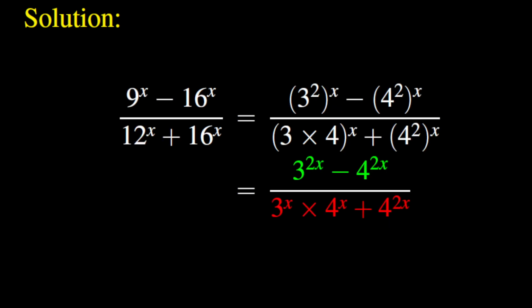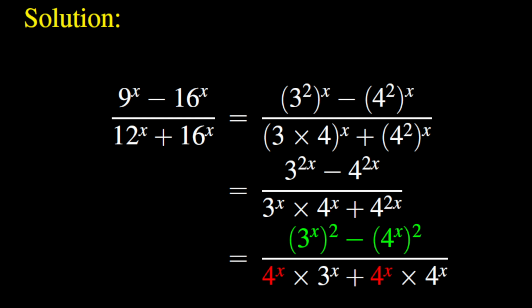Using the basic properties of the exponential function, one can see that 3 squared to the power x is equal to 3 to the power 2x. 4 squared to the power x is equal to 4 to the power 2x. Similarly, on the denominator, the quantity 3 times 4 to the power x can be fully expanded as 3 to the power x times 4 to the power x. And 4 squared to the power x is equal to 4 to the power 2x, as on the numerator.